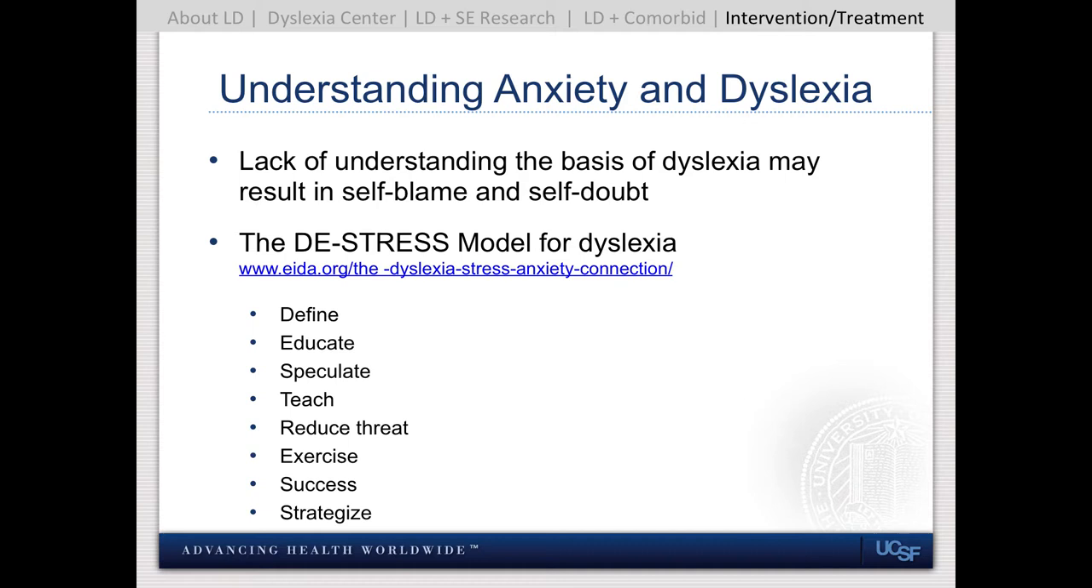But you define what's the issue, what are you thinking here? And often, what they're thinking about is not at all the reality of what things are. Then you educate, then you speculate about other things, then you teach about alternative ways of dealing with it. You try and find things that reduce the stress. Can you think about another way that this could turn out? Could you imagine something else?